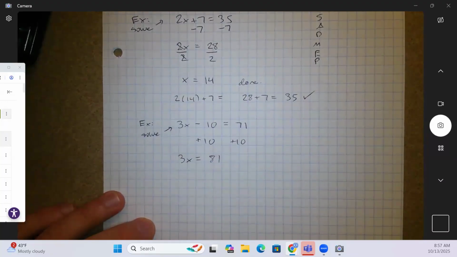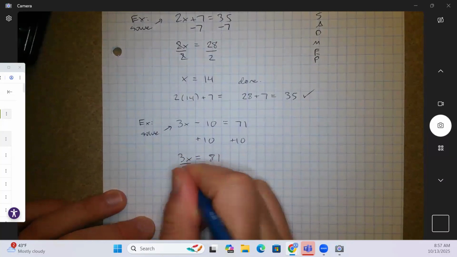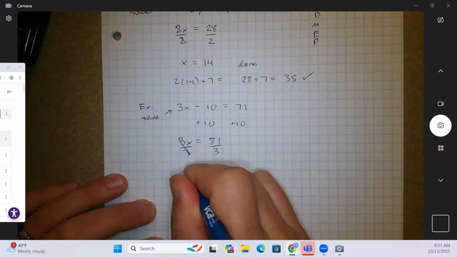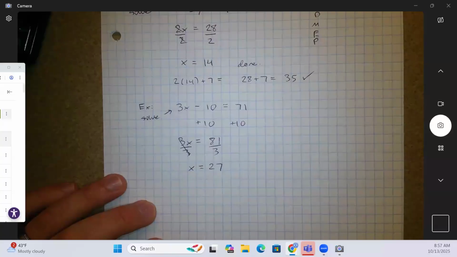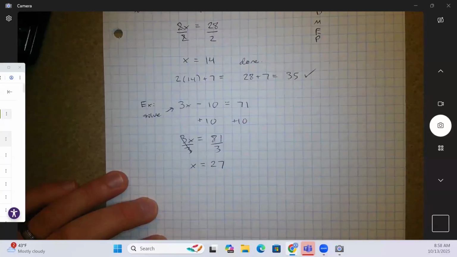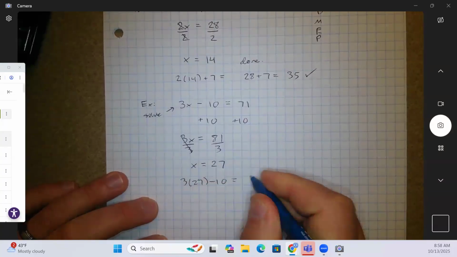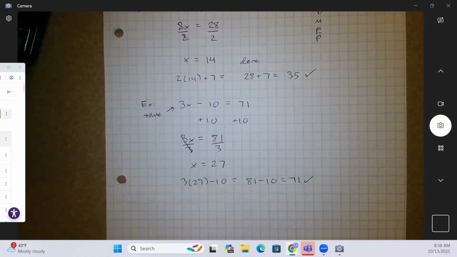And how do we isolate the x? Right, we divide because division undoes multiplication. And we get that x equals 27. We have solved it. And now we check it. 3 times 27 and then minus 10 is 81 minus 10, which is 71.